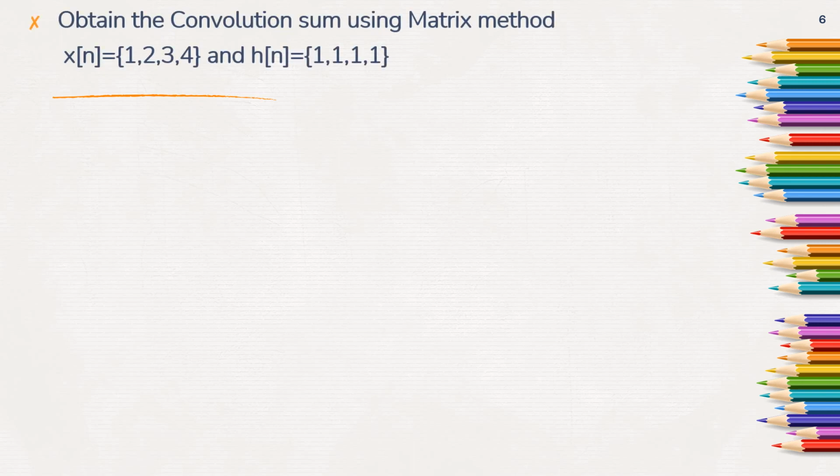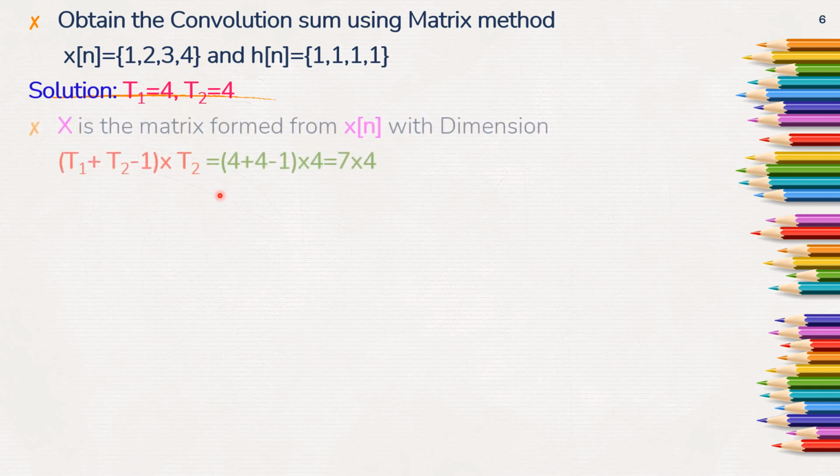Let us go on to the next example. The next example is going to be x of n is equal to 1, 2, 3, 4 and h of n is equal to 4 elements, 1, 1, 1, 1. So first, as usual, we have to find out the length t1. Length t1 is equal to length of x of n, which is 4. Length of h of n is equal to 4. Now let us form X matrix. How will you form X matrix? It is t1 plus t2 minus 1 cross t2. So 4 plus 4 minus 1 into 4, which is a 7 cross 4 matrix.